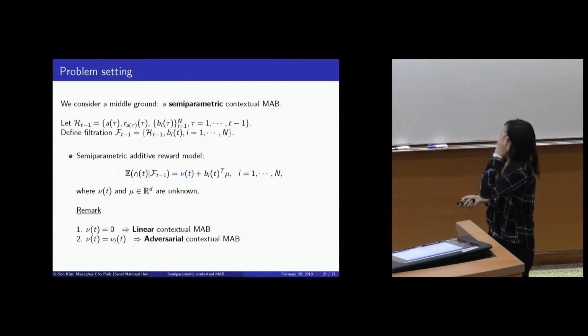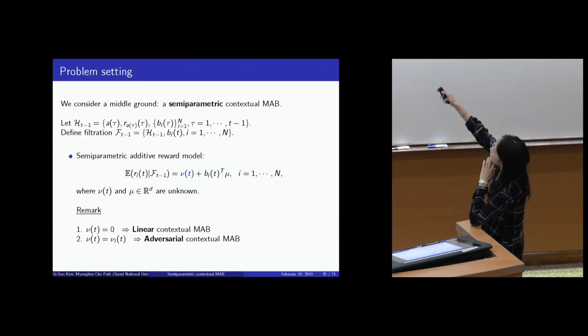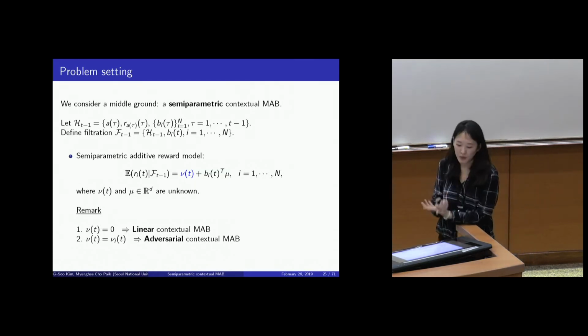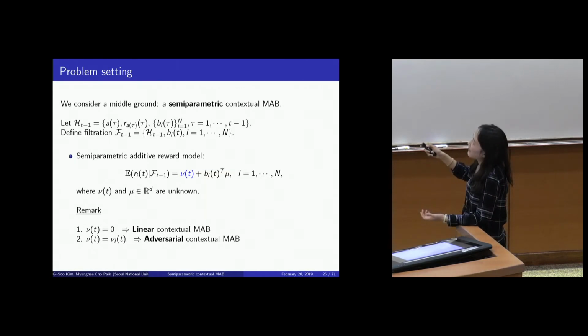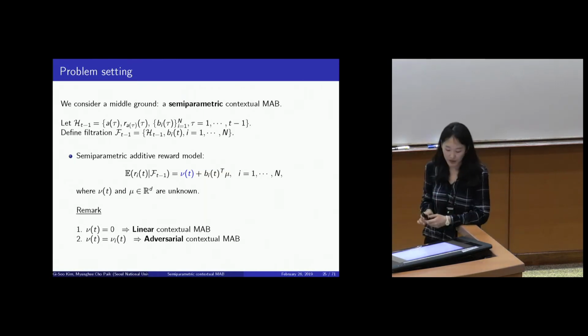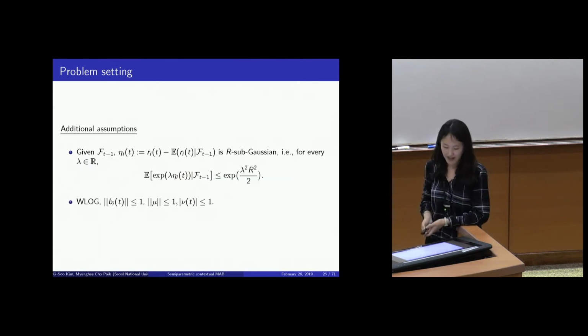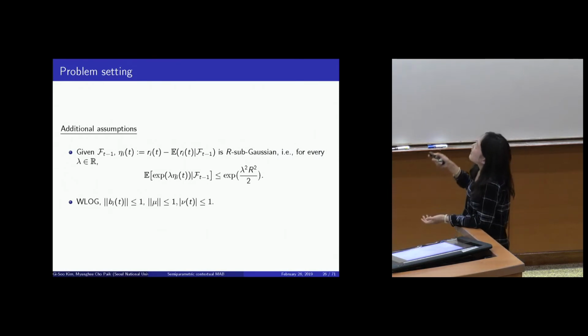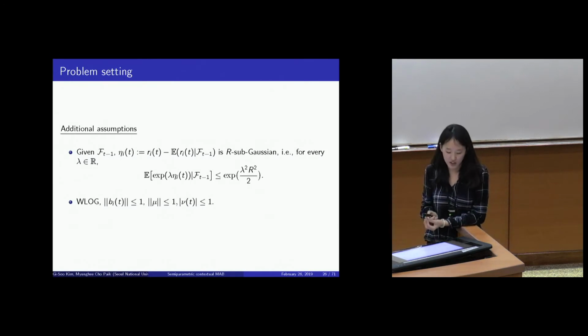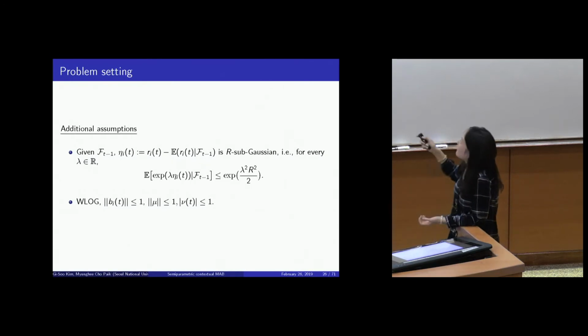Our remark is that if we set this nu_t to be 0, then the problem is just a linear bandit problem. But if we set nu_t to depend on the action as well, then this problem can only be addressed by adversarial bandit algorithms. We make the usual additional assumptions that given filtration, the errors are sub-Gaussian, and also the norms of the context and mu and nu are bounded.